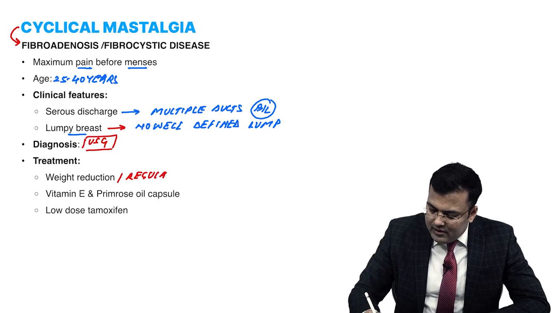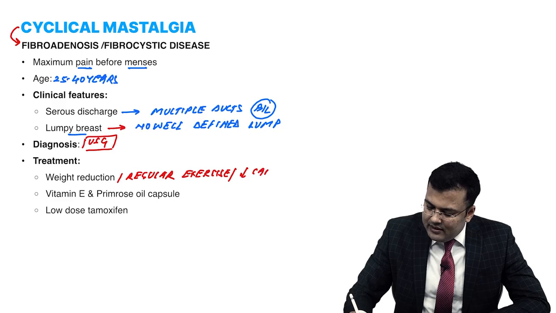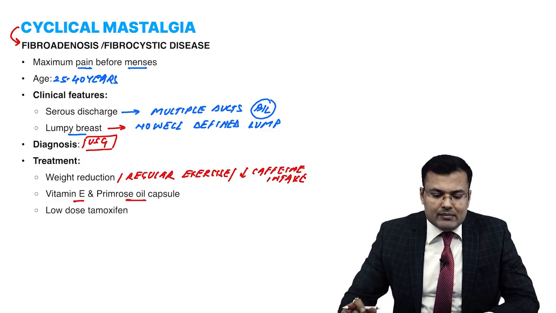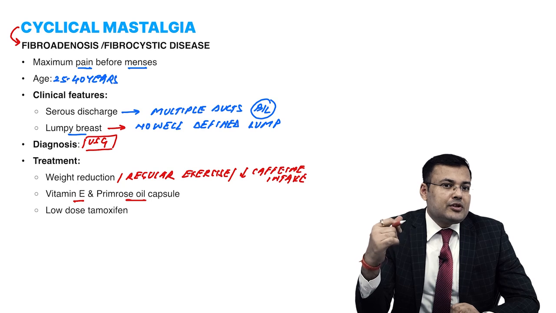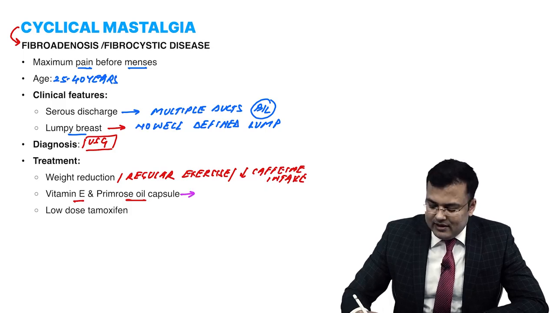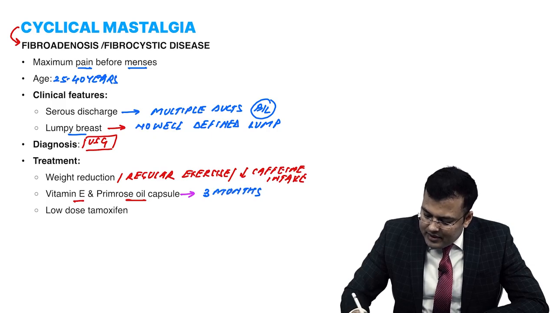An important point: decrease the caffeine intake. We also advise vitamin E capsules or primrose oil capsules. In one of the latest exams, this question was asked: primrose oil capsules should be given for a maximum duration of 3 months. You have to remember this, as the question was asked.